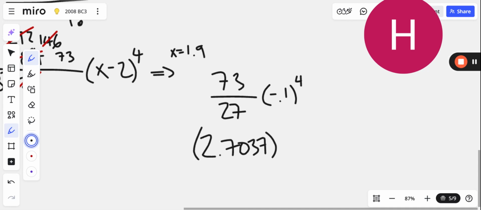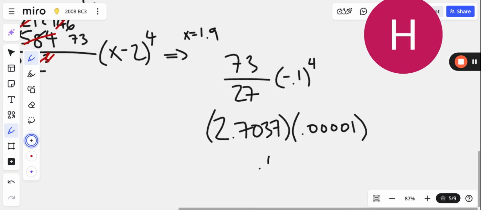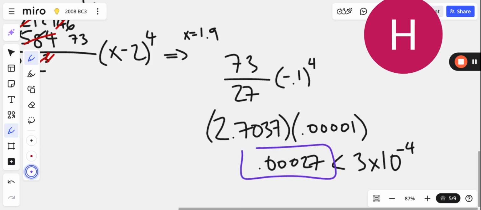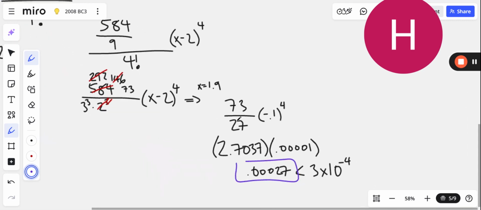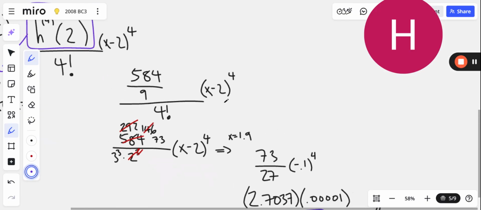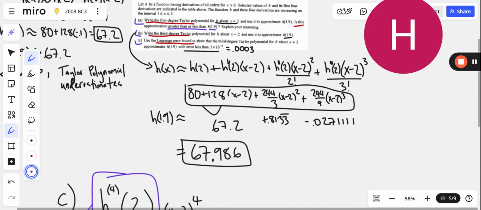That's less than 3. And then if we're multiplying this by 0.00001, that's sort of helpful there, right? Because that's going to give us 0.00027, which is definitely less than 3 times 10 to the minus 4. So we are within the error that we need to be. Now, if we plugged in a different x value, if we were further away, we might have a larger amount of error. It would not be within that. But since we're close enough to the 2, it all kind of worked out.